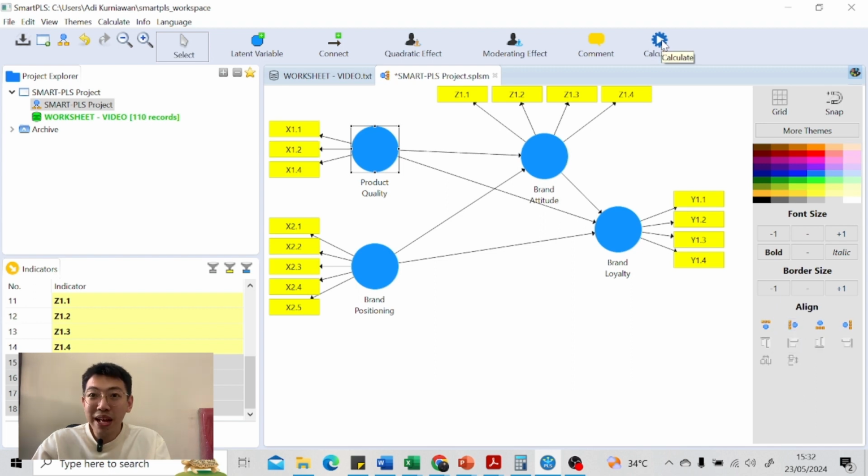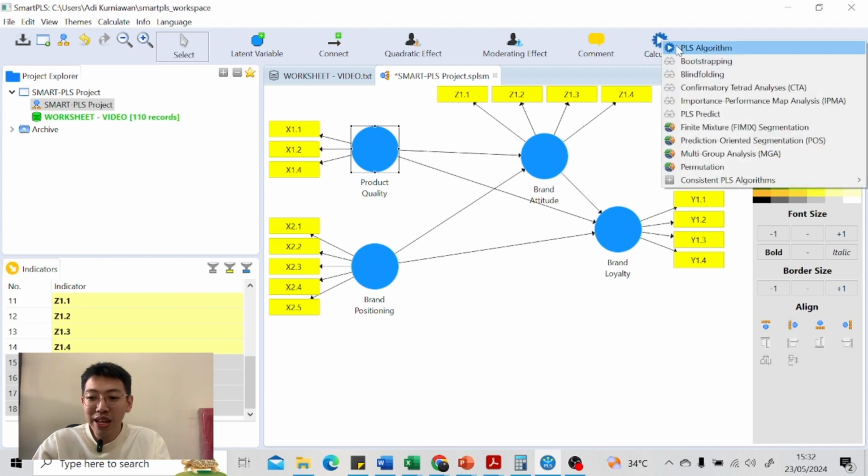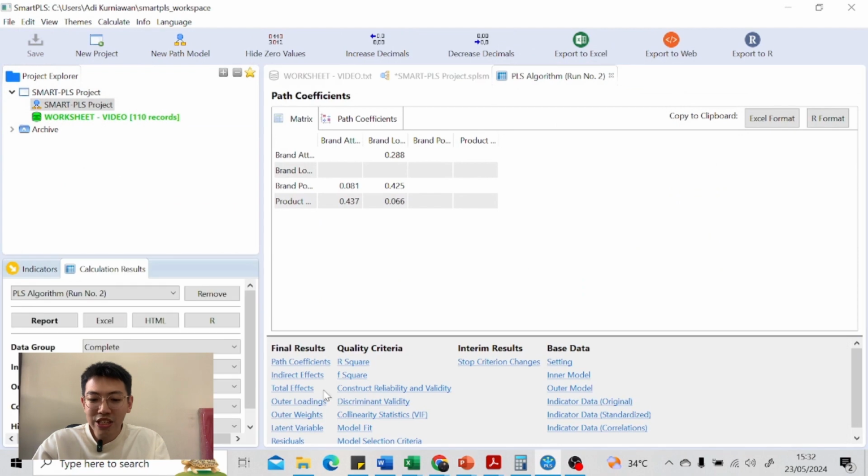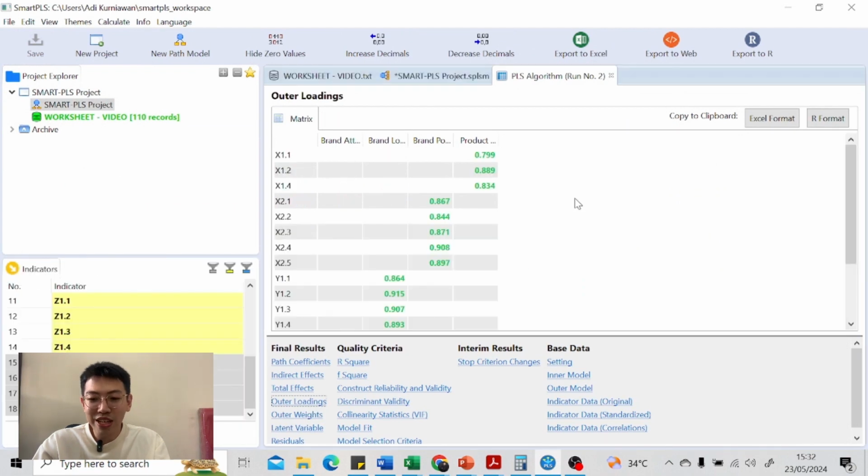Then we conduct the PLS algorithm again, with the same 300 and also 7, and start calculation. Check again the outer loading or indicator loading. Everything has been clean, so everything is okay. Some sources also mention that we need to check the significance of the outer loading. We can check the significance not in the PLS algorithm but in the bootstrapping.